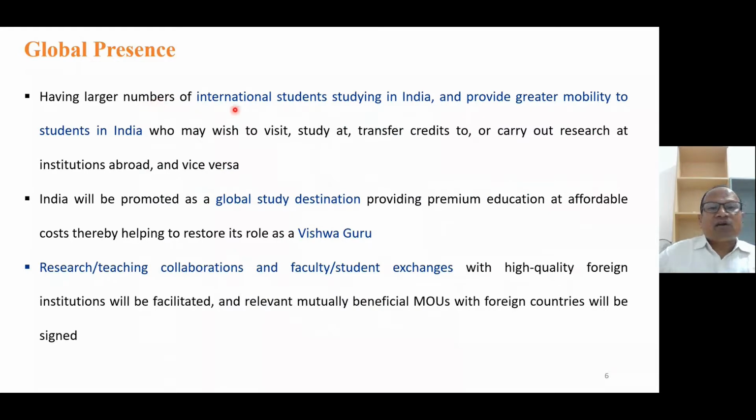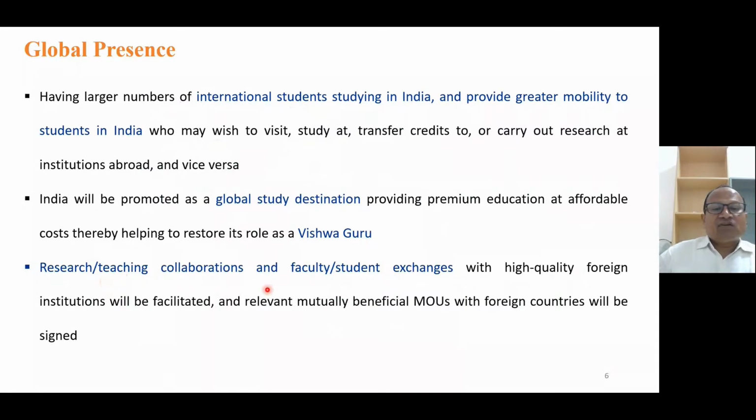So having a larger number of international students studying in India and providing greater mobility to students in India who may wish to visit, study at, transfer credits to or carry out research at institutions abroad or vice versa. So India will be promoted as a global study destination providing premier education at affordable cost, thereby helping to restore its role as a Vishwaguru, the world leader in education.